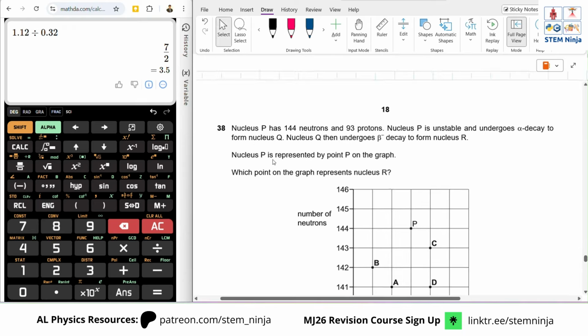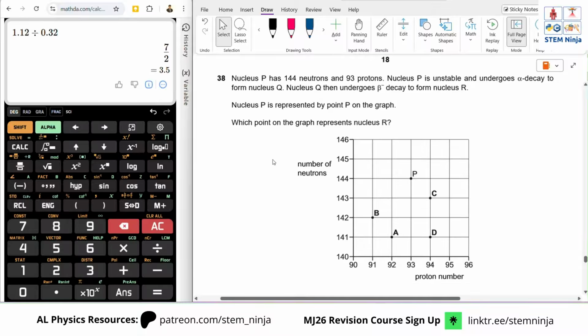Nucleus P has 144 neutrons and 93 protons. Nucleus P is unstable and undergoes alpha decay to form nucleus Q. Nucleus Q then undergoes beta decay to form nucleus R. Which point on the graph represents nucleus P? Which point on the graph represents nucleus R?